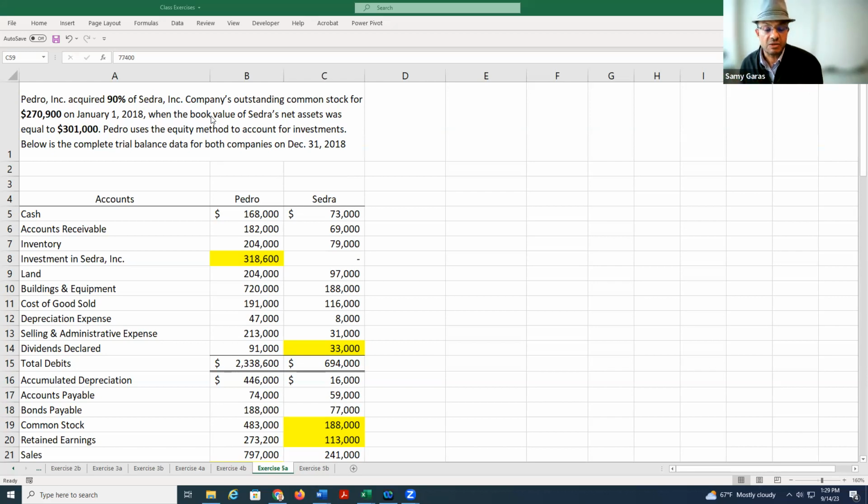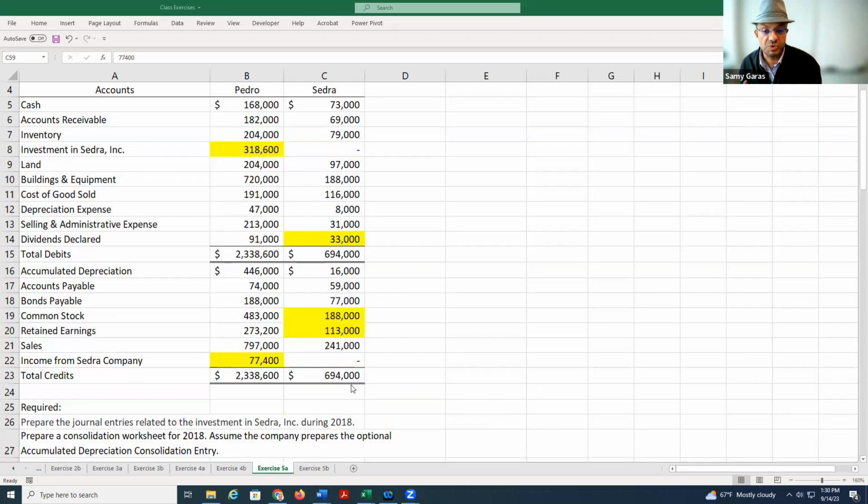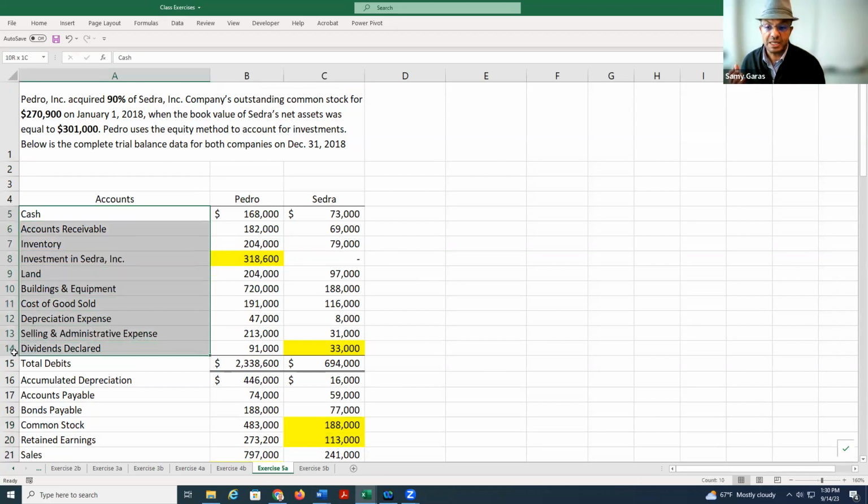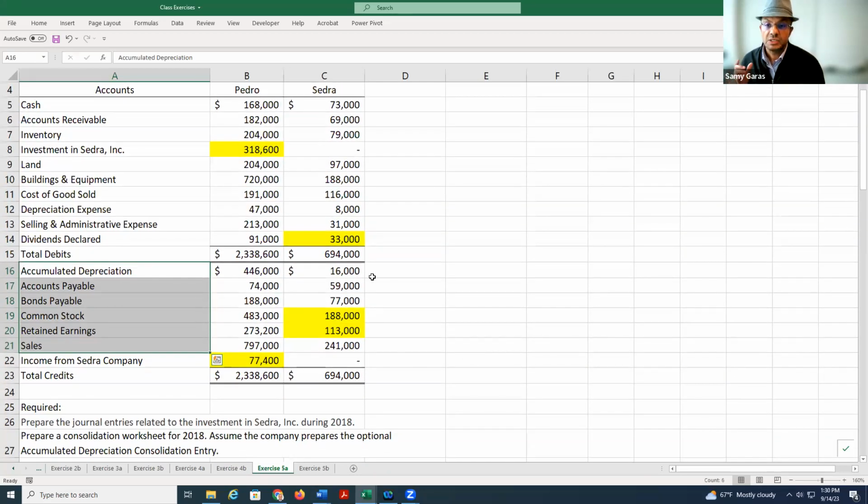We need to keep this in mind because this will reflect on the retained earnings statement. During the time of the acquisition, the book value of the subsidiary company was 301. What are the components of the 301,000? We can see it here. The common stock and the retained earnings of the subsidiary company, if we add them together, we get 301. So just keep this in mind. Now, here we see all the debit accounts on the trial balance and all the credit accounts on the trial balance, along with their totals. Just remember the numbers I highlight here.